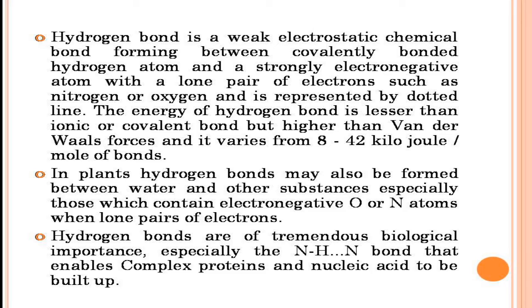We already know that oxygen and hydrogen atoms are covalently bonded. A hydrogen bond forms between a hydrogen atom and a strongly electronegative atom with a lone pair of electrons, such as nitrogen or oxygen, and is represented by a dotted line. The energy of hydrogen bond is lesser than ionic or covalent bond, but it is higher than van der Waals forces of attraction; it varies from 8 to 42 kilojoules.